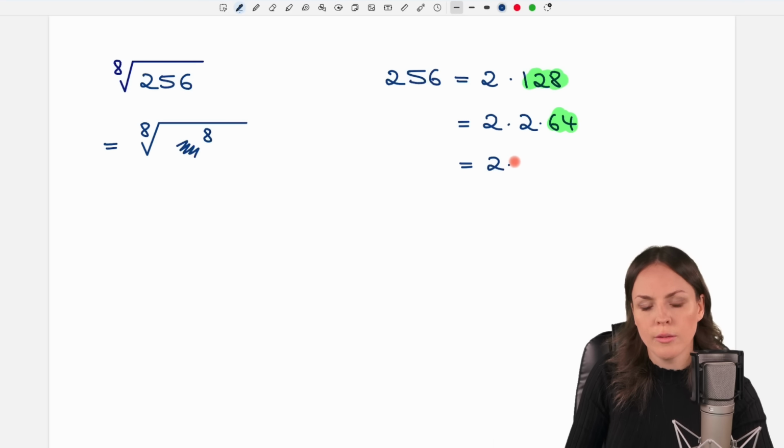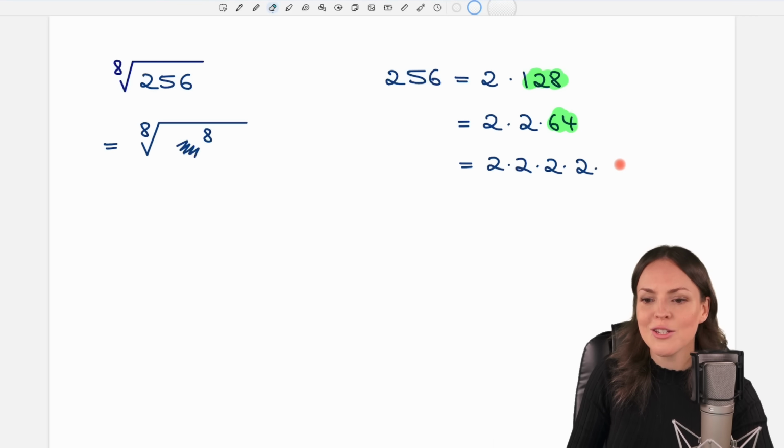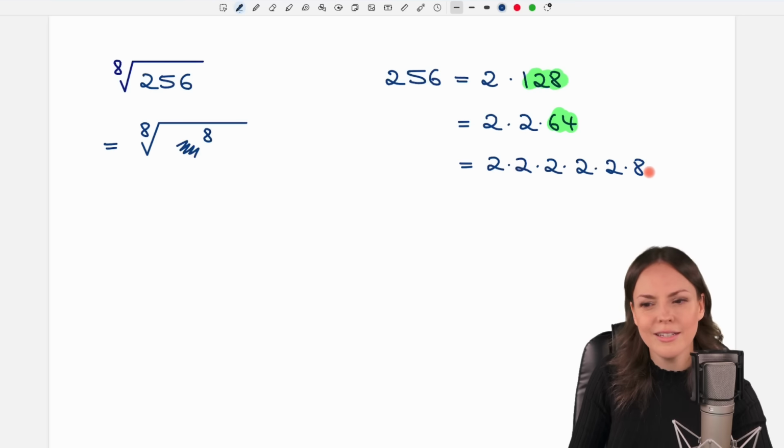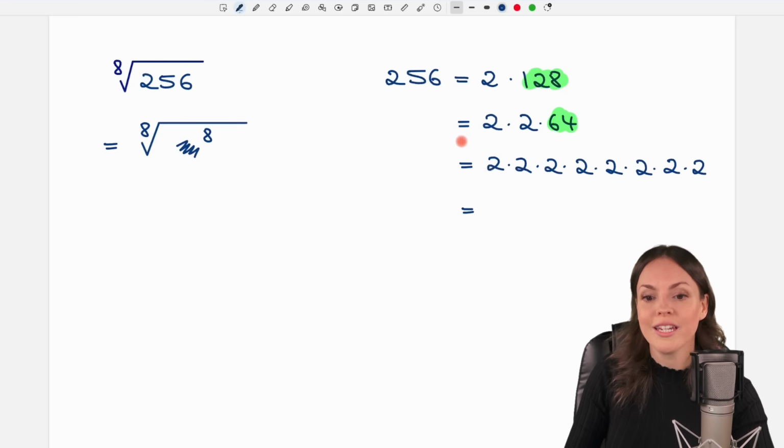I have my 2 times 2 here already, but this is an even number, so I can write it as 2 times 32. The same thing with the 32. It's an even number. I can write it as 2 times 16. Same thing with the 16. It's 2 times 8. Still an even number. So the 2 is in here as well as 2 times 4. And finally, 4 is 2 times 2. So we can write this number as 2 to the power of, how often do we have it? 1, 2, 3, 4, 5, 6, 7, 8.